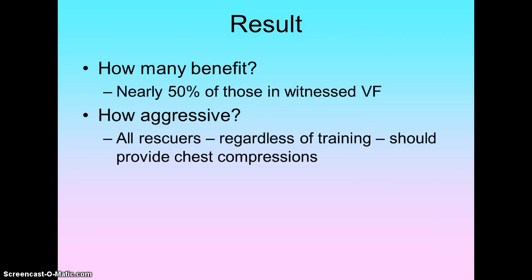So what's going to happen here? How many people are actually going to benefit from increasing survival rates from this chain of survival and doing an effective job of it? And the reality is about 50% of those in witnessed VFib could be benefited from a better look at what we're doing. So how aggressive do we need to be?